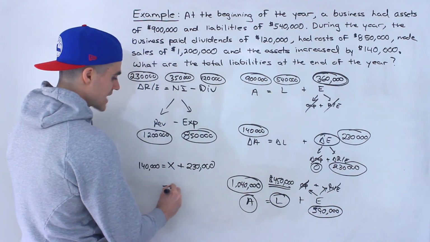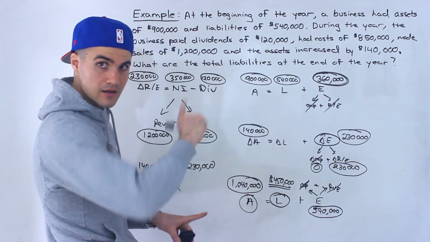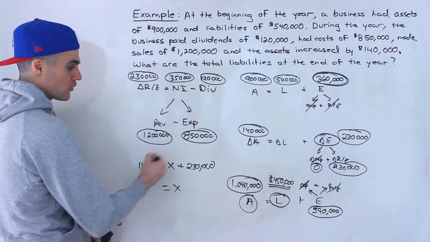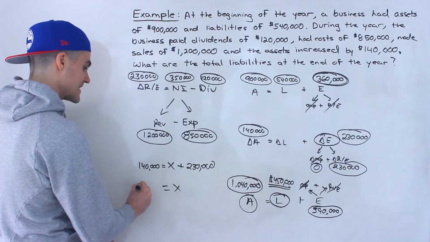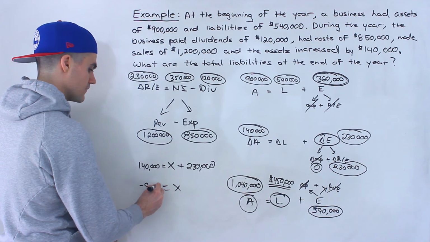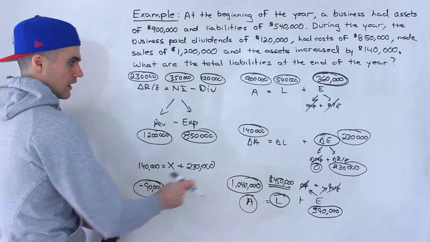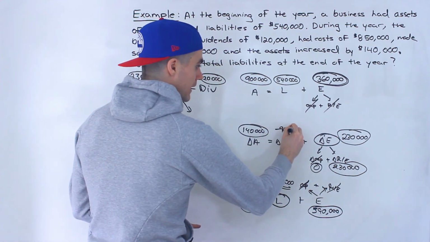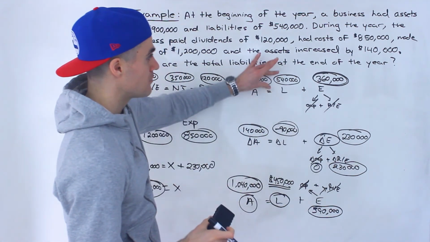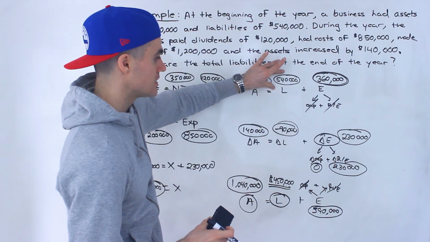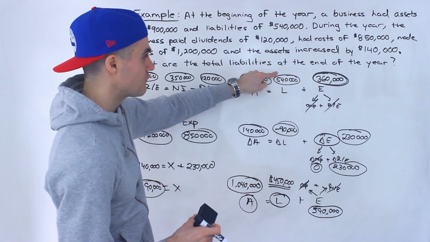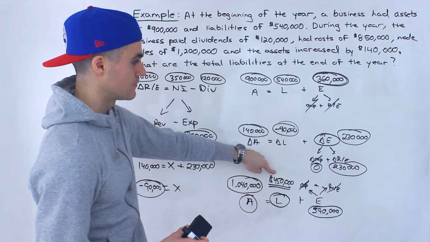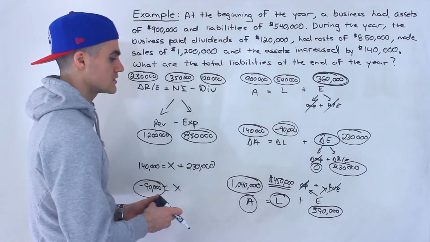And so we could solve for this X, and the X in this case is different than in the previous equation. It's going to be the change in liabilities. So when we bring this over, 140 minus 230 would give us negative 90,000. And so the liabilities went down by 90,000. And because we have the beginning liabilities and then we have the change in liabilities, 540,000 minus 90,000 gives us 450,000. So that's another way you could have done it.